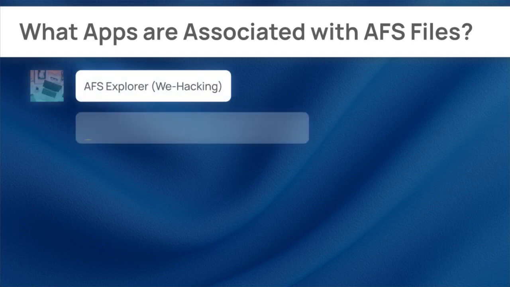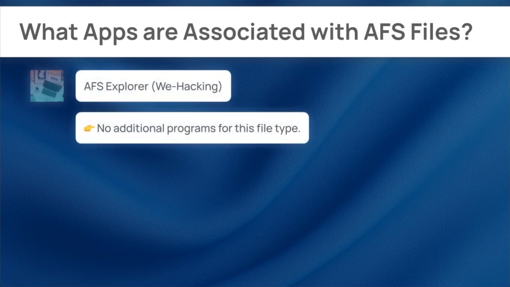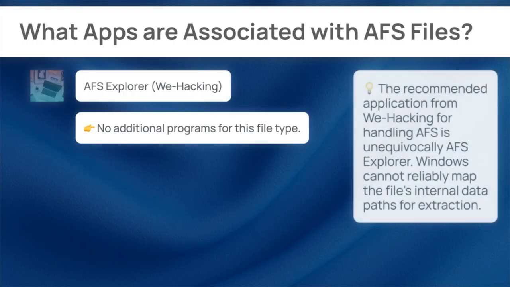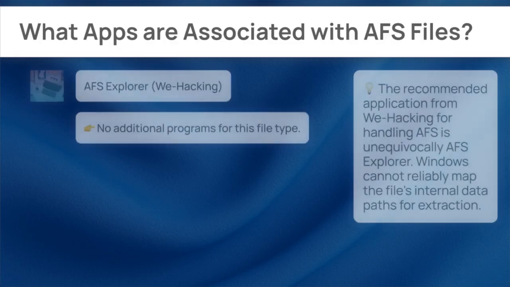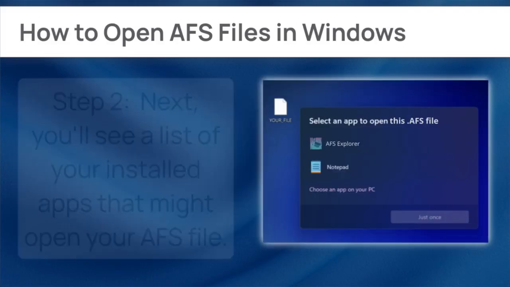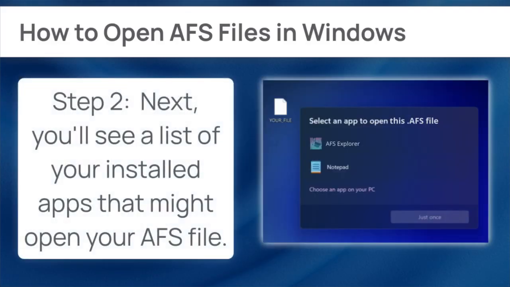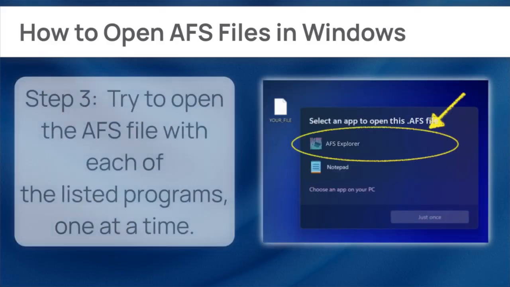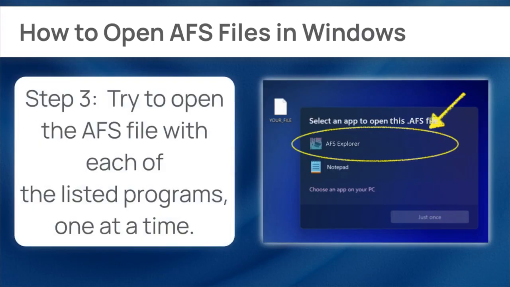For the AFS file type, AFSExplorer is a trusted and reliable source. The file's embedded tracks and streams require a specialized reader for full playback. Windows shows only basic file information, so reviewing real content requires game-supporting tools. We're performing a compatibility scan. Right-click your AFS file and choose Open With. Test AFSExplorer first. If it's not there, select another program. This process often reveals the simplest solution.